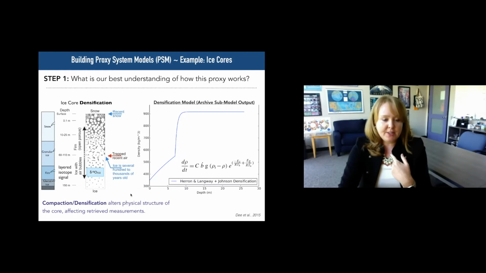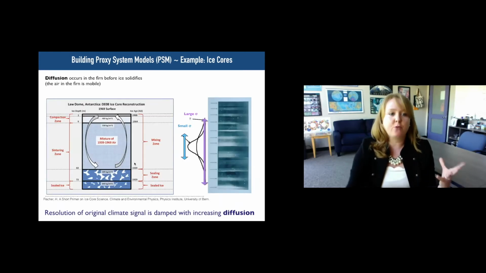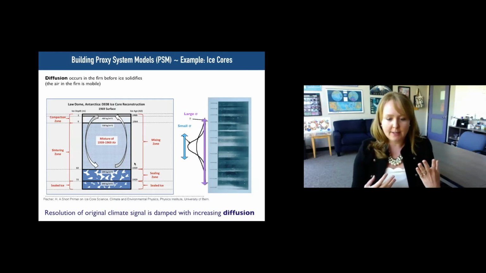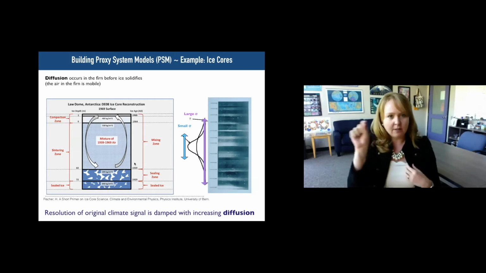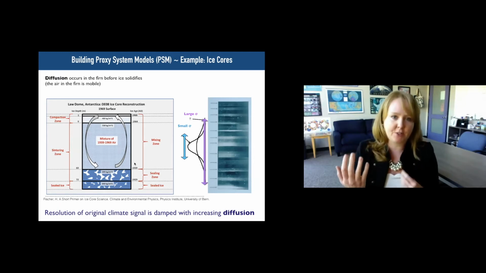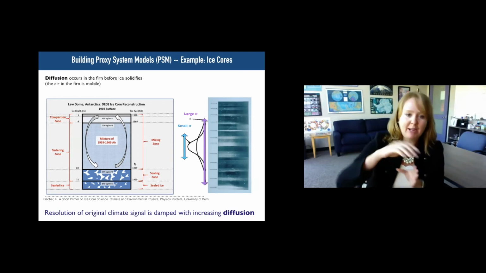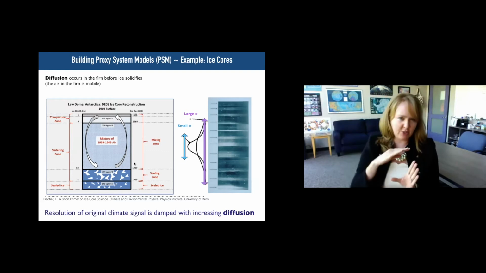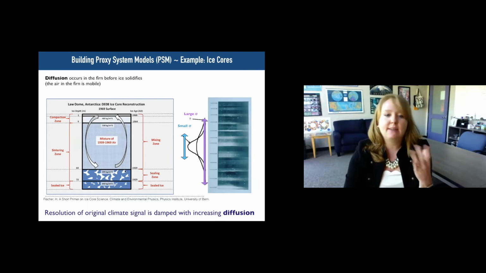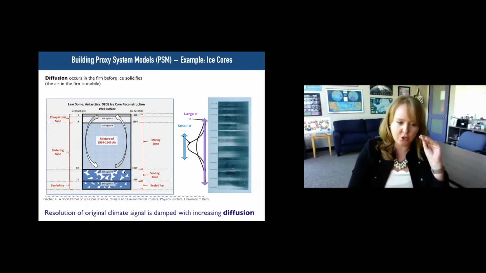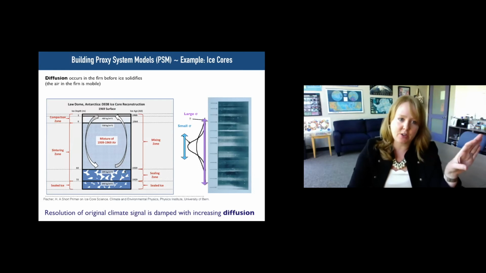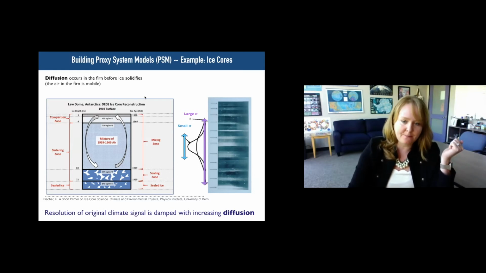We also know that there's diffusion that happens before the ice solidifies, when the air in the firn is mobile. And so the original emplacement of a climate signal, again, probably water isotopes in a layer of ice, might be smeared to a different position based on that diffusion. And we can simulate whether it's a long diffusion length or a short diffusion length to figure out what's the impact on the final climate signal we measure.